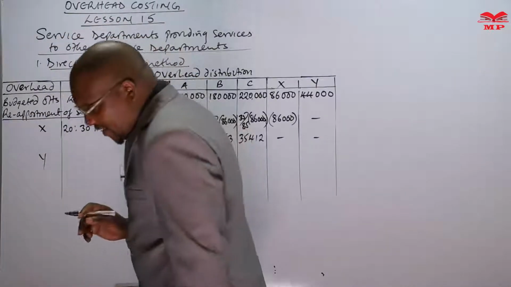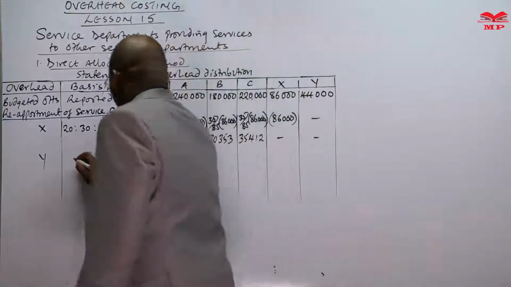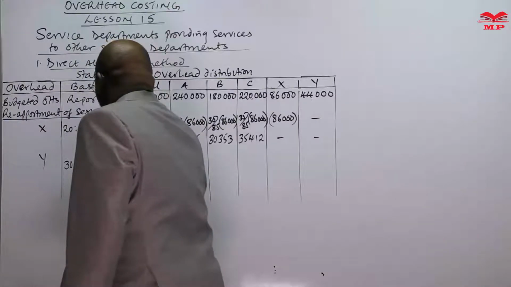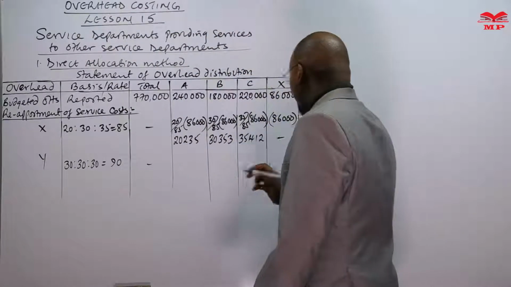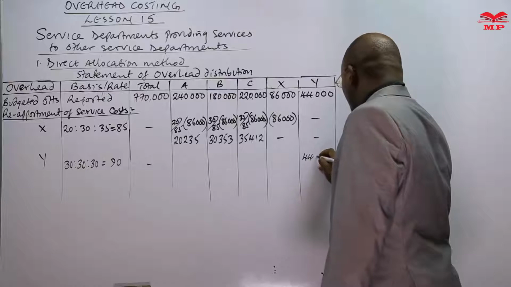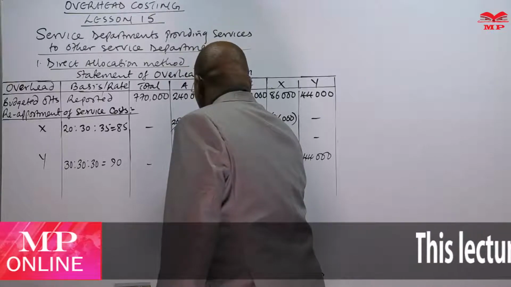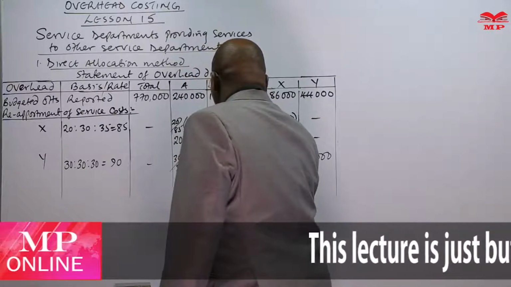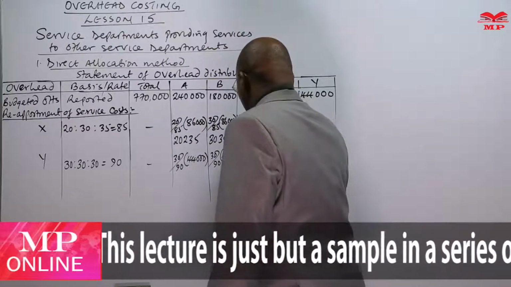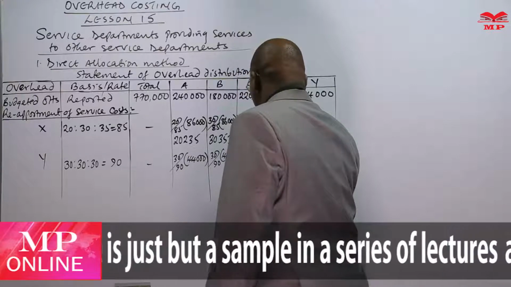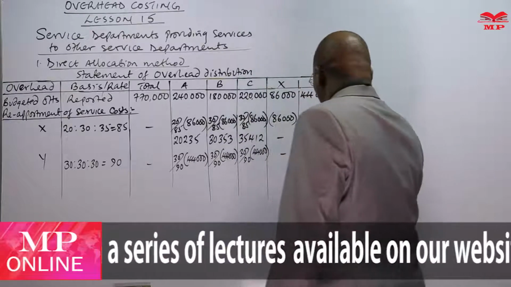Department Y is apportioning 30, 30, 30 and 10. We ignore 10. So this is going to be 30 is to 30 is to 30, which is giving us 90. When you come to sharing to Department A, we are sharing this 44,000. So this shall be 30 over 90, 44,000. 30 over 90, 44,000. 30 over 90, 44,000. This is dash. So this is what we want to share out.